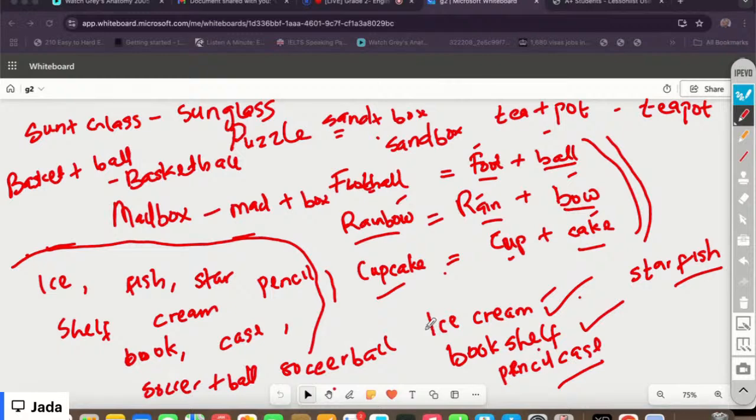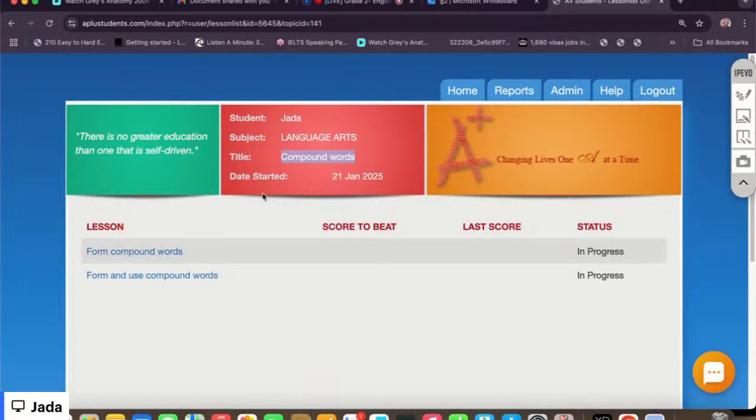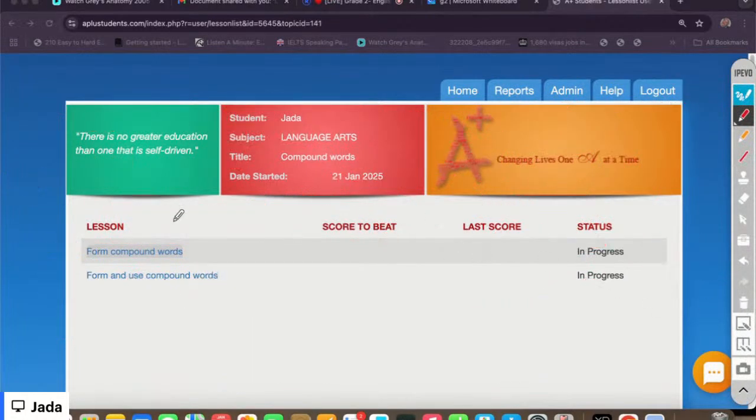Tell me in the chat, do you have any question about this? Any question before we move on? Do you have a question? This lesson is to form compound words. So here we'll be forming compound words. So tell me if you have any question.